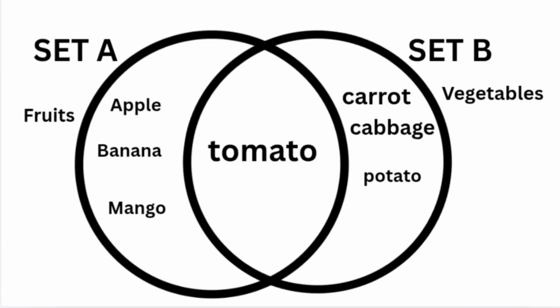The first example, fruits and vegetables. Set A: fruits. Set B: vegetables. Only in fruits: apple, banana, mango. Only in vegetables: carrots, cabbage, potato. In both, or overlap: tomato. Many people argue whether it is a fruit or a vegetable.